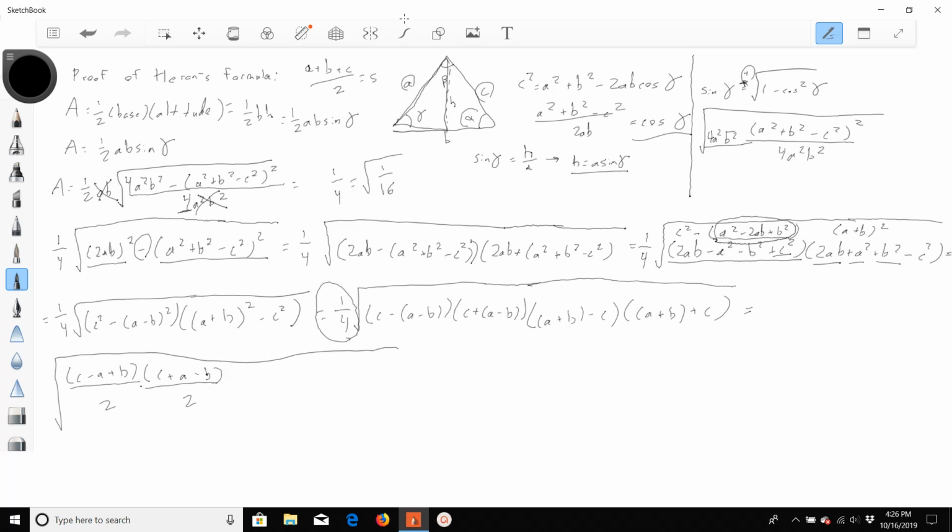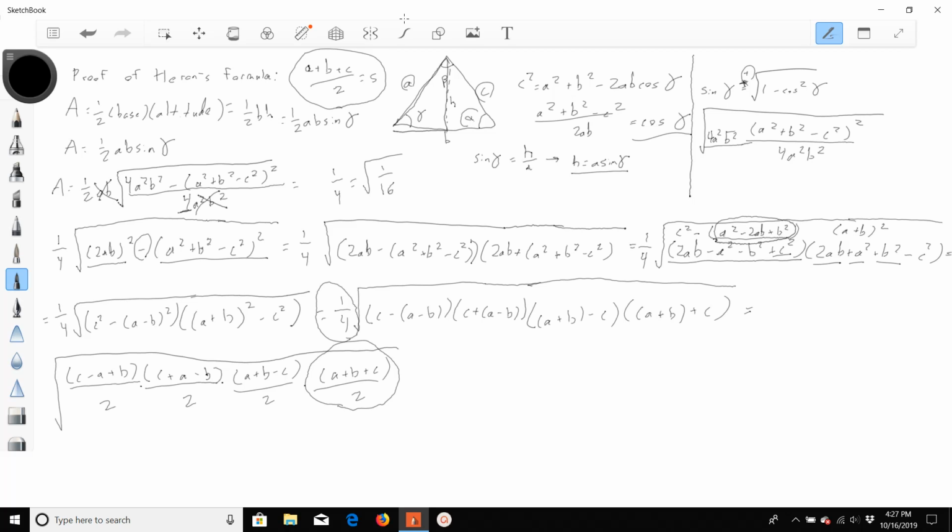And I'm going to have 4 factors. They're each going to be over 2. And 2 times 2 times 2 times 2 is 16. You'll see what I mean here in a second. Times a plus b minus c over 2. Times a plus b plus c over 2. Now, if you remember at the very beginning, I defined s to be a plus b plus c over 2. So this right here is the semiperimeter s.